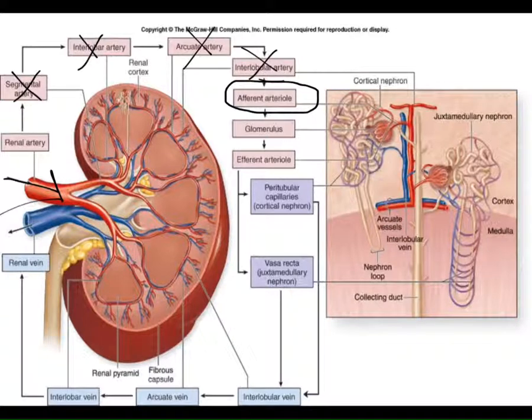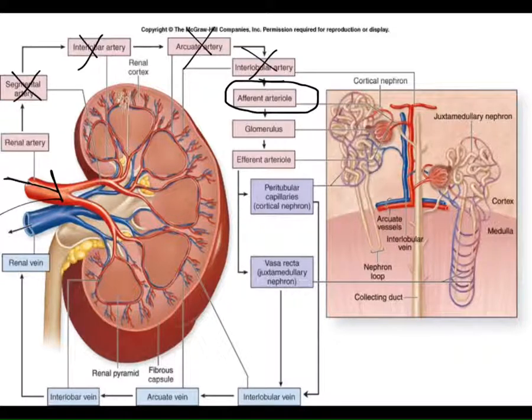Afferent neurons were the sensory neurons, remember? And those sensory neurons are going inward, right? They're going toward the spinal cord and toward the brain. So afferent tells you incoming, it's coming in. Arteriole tells you that it's a very small artery, right? So this is an oxygenated, small artery, bringing blood into the fine structures of the kidney.